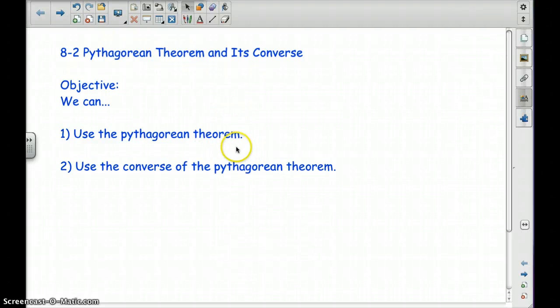Hello everyone, we're going to start 8.2. We're going to skip 8.1 and do the Pythagorean theorem and its converse. You guys are very good at the Pythagorean theorem, so we're not going to spend much time on that, but we're going to be able to find different properties of it.